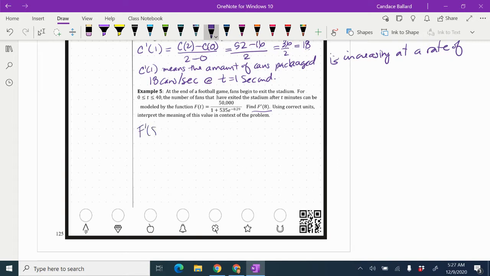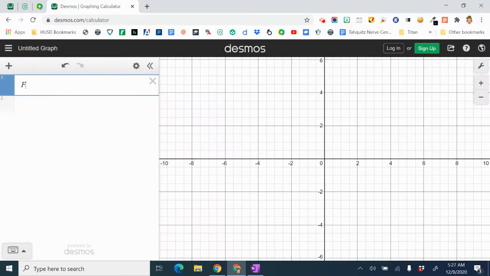So the first thing we're going to do is find f prime of 8, and I'm going to use my calculator, which for right now I'm just going to use Desmos. I'm going to literally type in the function, including the name of the function. And the nice thing about Desmos is you can actually use the t. If we were using our graphing calculators, we would have to put it back into x. 50,000 divided by 1 plus 535 e, and then I'm going to use shift and 6 to get my exponent, to the negative 0.29t.